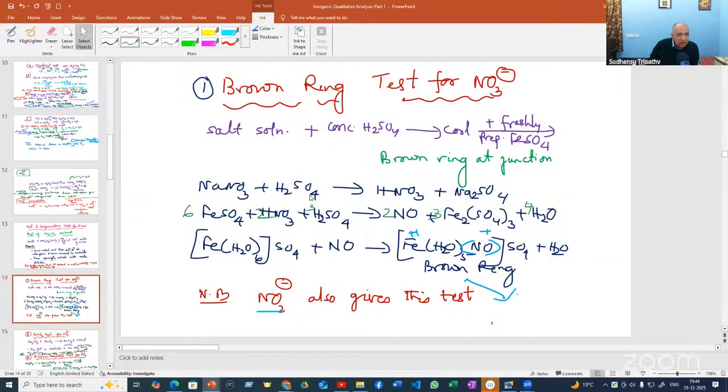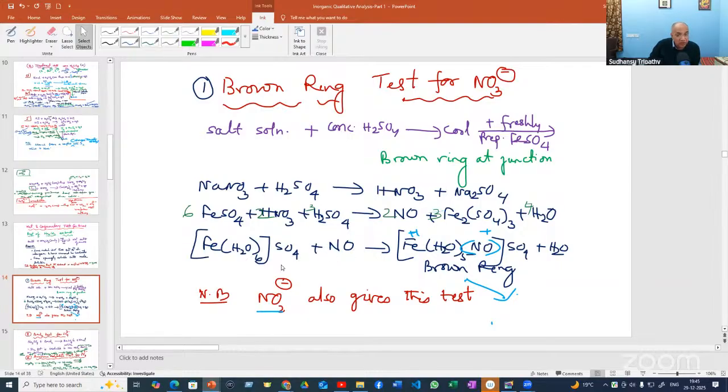What happens here? See, nitrate salt produces nitric acid first with sulfuric acid, double displacement. Then that nitric acid oxidizes ferrous sulfate. When you add freshly prepared ferrous sulfate, it is oxidized to ferric sulfate and nitric acid is reduced to NO, from +5 to +2. So this NO is required because one of the ligands is NO.